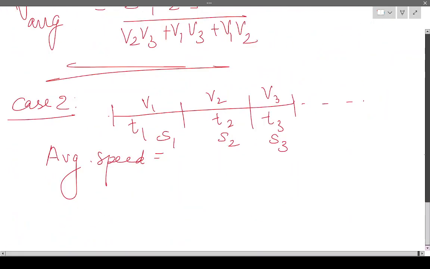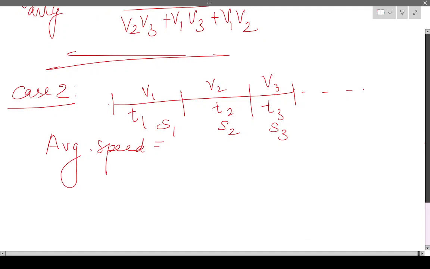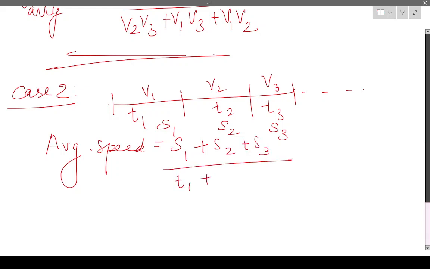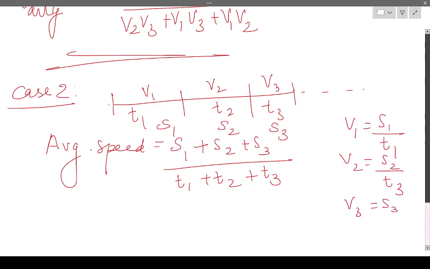Okay. Time interval is different and the speed is also different. Obviously, the distance traveled is also different. Good. So what is that? Average speed is nothing but distance traveled, S1 plus S2 plus S3, whole divided by T1 plus T2 plus T3. Okay. And I will get it from here. V1 is equal to S1 by T1 and V2 is equal to S2 by T2 and V3 is equal to S3 by T3.